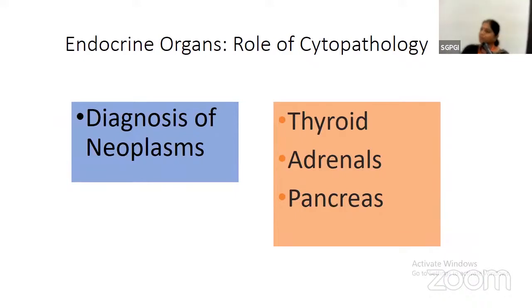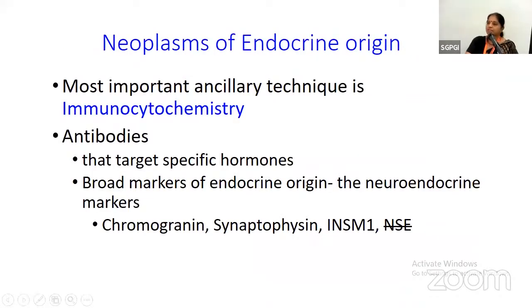So I'll stick mostly to the thyroid, briefly touch upon pancreas and adrenals, and of course only the neoplastic lesions. We all know the ancillary technique is IHC, and we had a beautiful talk in the morning about the role of hormone-specific stains in pituitary, but that goes for a lot of endocrine organs. We have the broad markers: chromogranin, synaptophysin, of course INSM1. I have blocked NSE. It is so non-specific that it is best not to have it in your panel at all. Please stop. If anyone is using NSE, please stop using it.